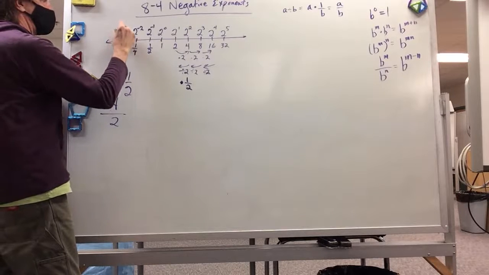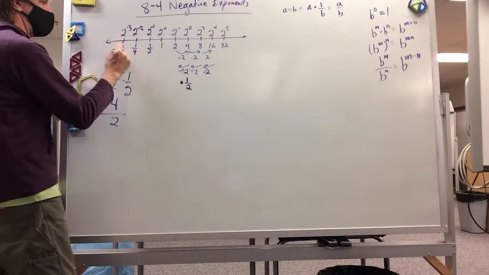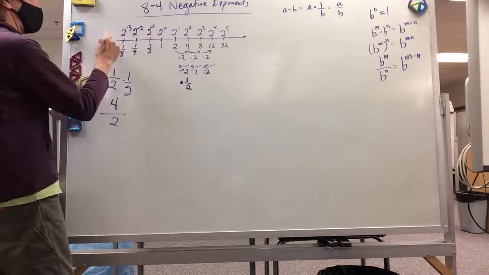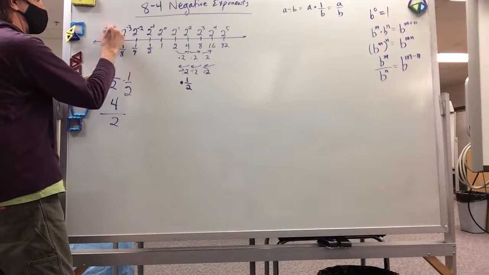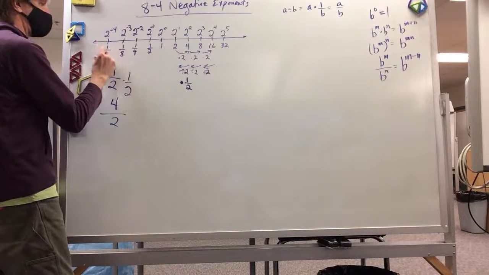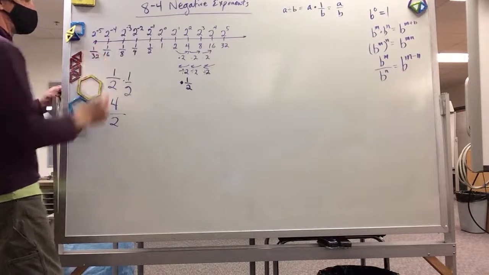And then 2 to the negative third power is going to be 1/8. And 2 to the negative fourth, we can go for as long as we want. That's 1/16. And 2 to the negative fifth is 1/32.